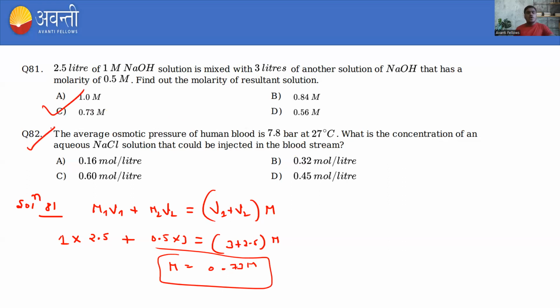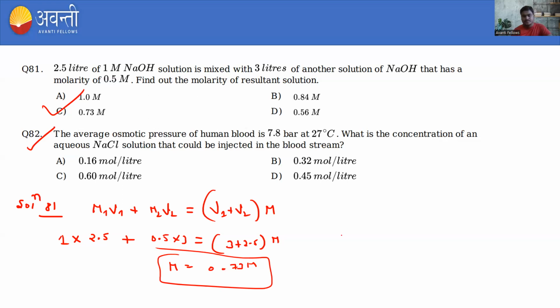Now move to question number 82. The average osmotic pressure of human blood is 7.8 bar at 27 degrees Celsius. What is the concentration of an aqueous NaCl solution that could be injected into the bloodstream? So you have to find this value.